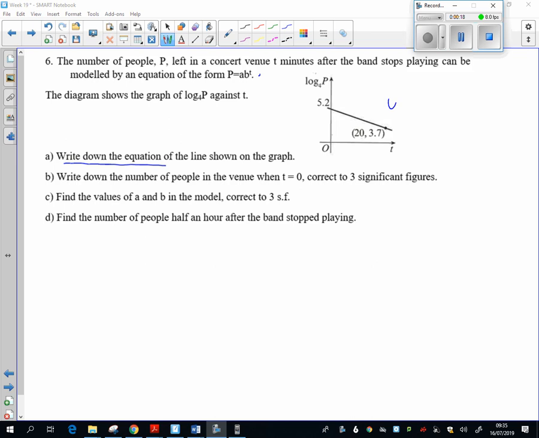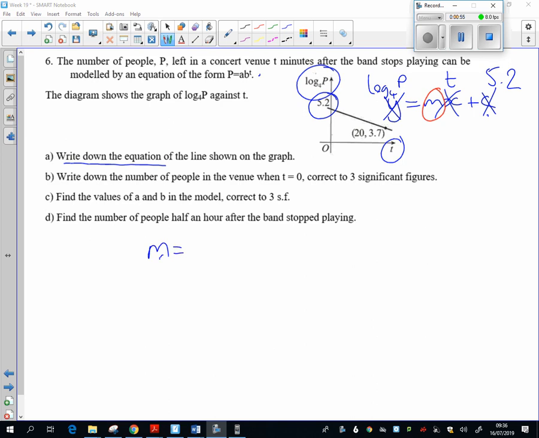So clearly this is a straight line graph, except it's not y, it's log to the base 4 of p, and it's not x, it's t. Okay, so they're the two variables we're using. And then I need to find or state the y-intercept because that is already there for me. So really, the only thing I need to calculate is the gradient.